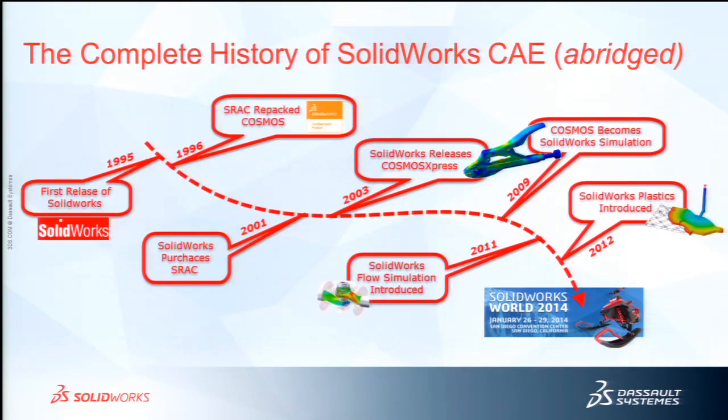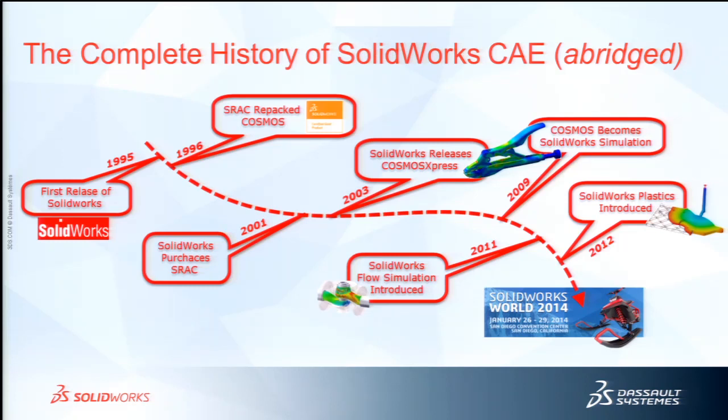So I'm going to give you guys an abridged version of the complete history of SOLIDWORKS CAE. We all know 1995 SOLIDWORKS came out with the first release, the first CAD package built on the Windows platform. It took 1 year to be recognized by the company SRAC, who had this software called Cosmos. They repackaged it, and Cosmos actually was the very first gold partner to SOLIDWORKS, and it took 1 year for that to happen. 5 years later, in 2001, SOLIDWORKS purchased that company, and 2 years later, 2003, we released Cosmos Express. And then there's some more tools that came out. Cosmos became simulation, flow simulation was introduced, plastics was introduced, and here we are, 2014, at SOLIDWORKS World.